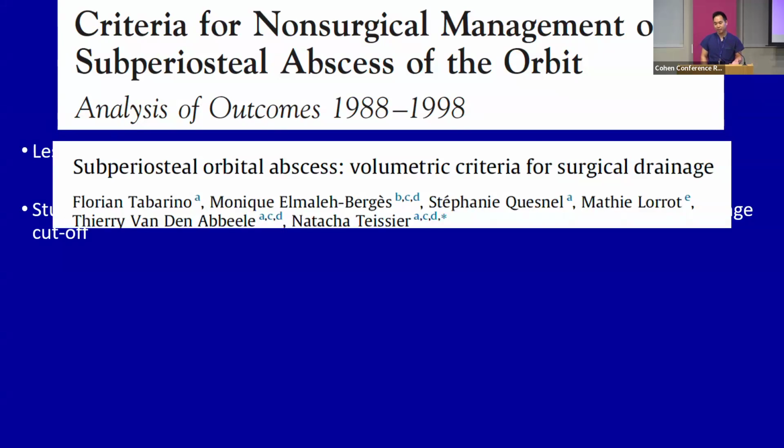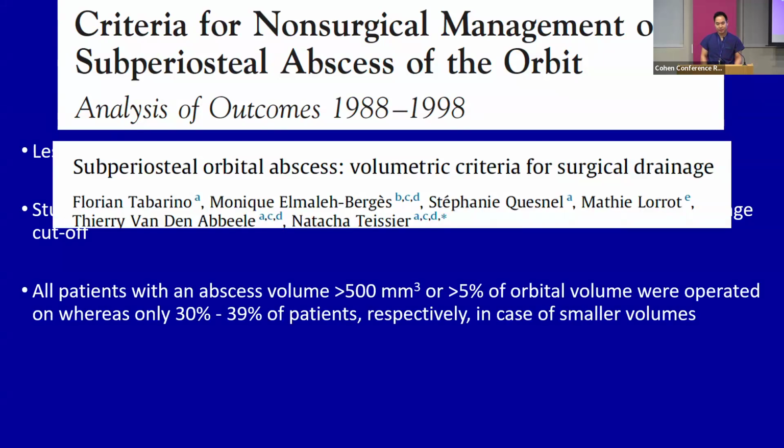And this is the paper I was talking about regarding volumetric studies on CAT scan. So this paper talked about kids with an orbital abscess volume of greater than 500 cubic millimeters tend to get surgery, whereas less than that, they may not need surgery. It's very hard to measure this because most of these abscesses are not perfectly round in shape. They're usually long and thin. And so it's really hard to calculate the actual volume.